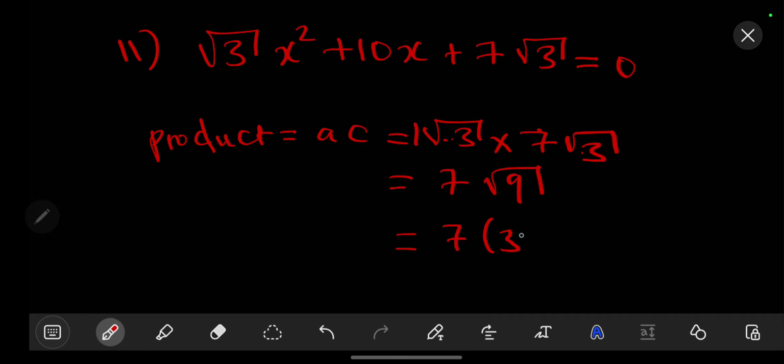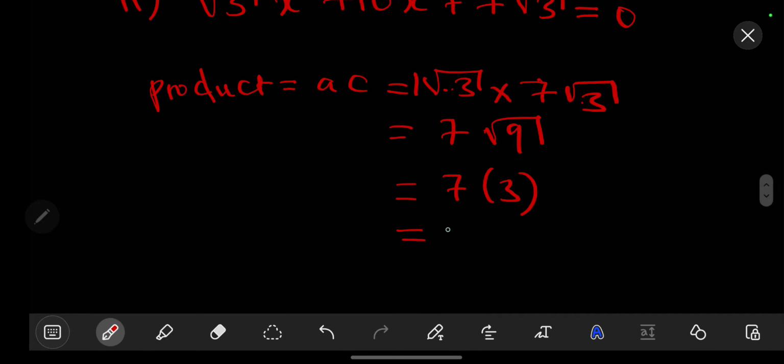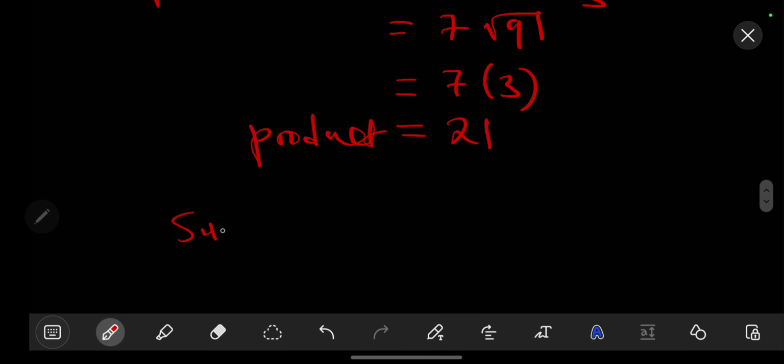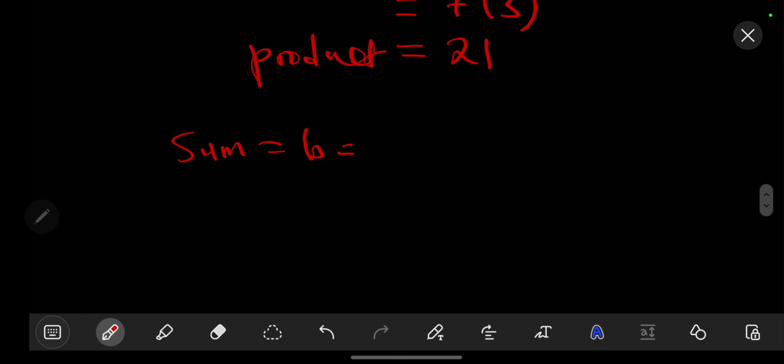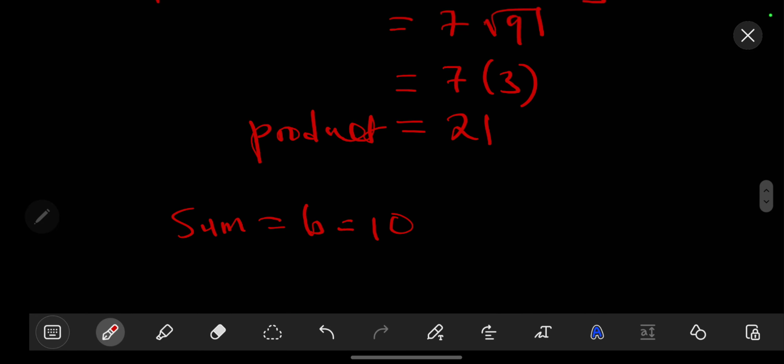Square root of 9 is 3. Then 7 times 3 gives us 21. So this is our product. If this is our product, then our sum should be equal to B, which is the coefficient of the term with just x, which is equal to 10.